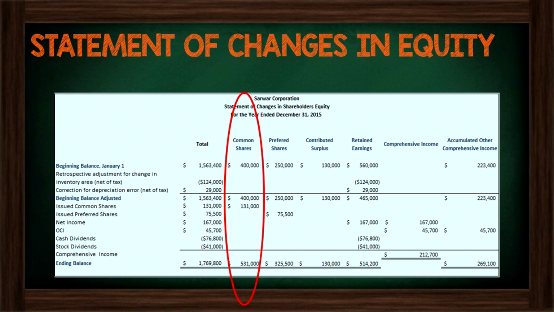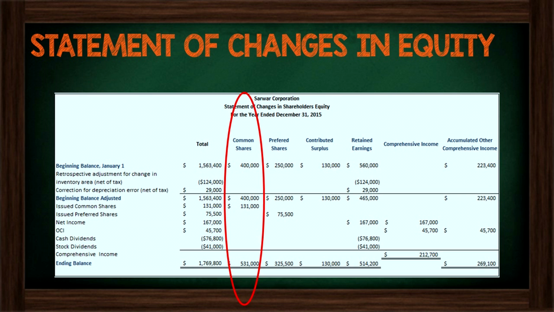So the first one here is our common shares account. For those who don't know, the common shares account is basically representing the value of the common shares that the company has outstanding. Okay, so to start off the statement, we list our beginning balance. In this case, it's $400,000. And then we list any activities that have happened throughout the year for this particular account.